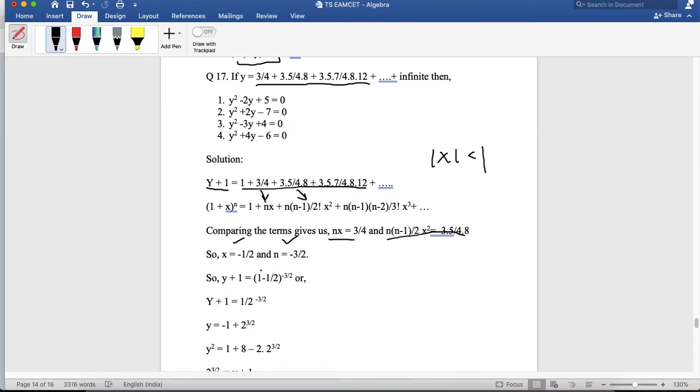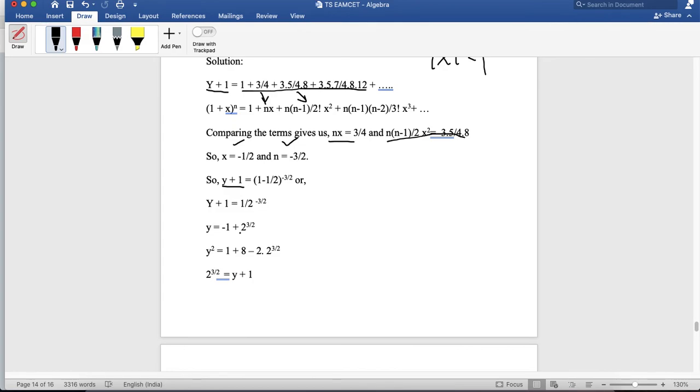I'll just put x over here and n over here, and y plus 1 will be (1 minus 1 by half) with n equal to minus 3 by 2. Half raised to the power minus 3 by 2 is 2 raised to the power 3 by 2. Take minus 1 over there and then we can square it again. I have squared because in the options I have y square.